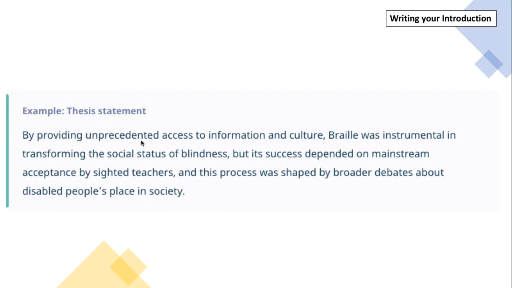So quite likely, this person is going to write about how Braille was instrumental in transforming the social status of the blind, how there was a necessary mainstream acceptance by sighted teachers, and how the process was shaped by broader debates. So we have basically three main ideas here that will be outlined in the essay. All right.